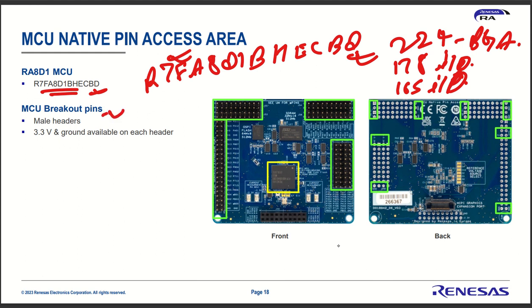Now, MCU breakout pins are there, which have male headers. You can see 1, 2, 3 and 4. This is an expansion card, but these three, 1, 2 and 3, are your male headers, and 3.3 volt and ground are available on each header. So you can see 1, 2, 3 and this 4, every header will have 3.3 V and ground available. So you don't have to think about connecting your power pin and ground.